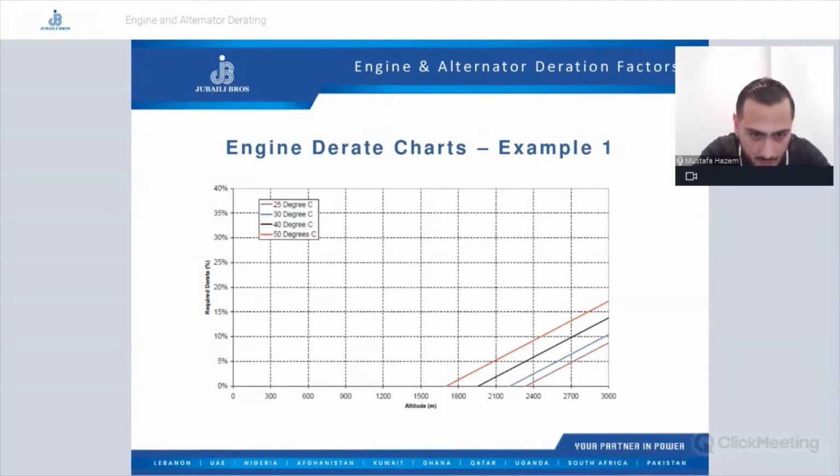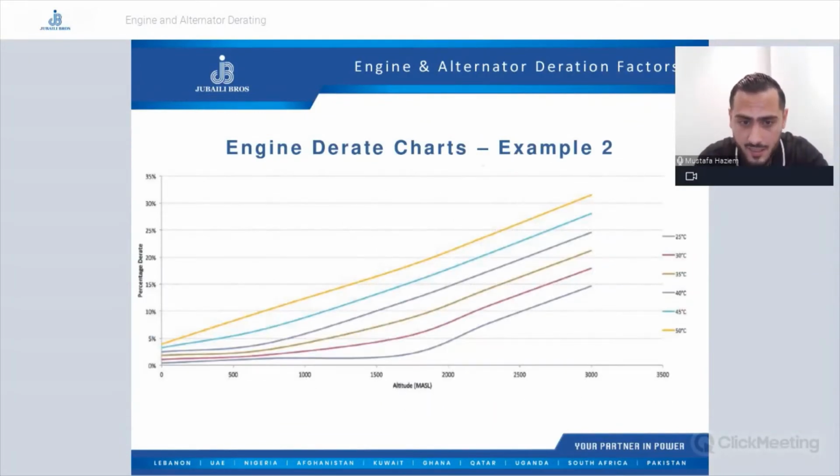at zero altitude, at sea level, which is our UAE conditions, there will be no derating. Derating will occur at 50 degrees Celsius at almost 1,700 meters. That's when you will start to have a derating. At 2,100 meters and 50 degrees Celsius, you will have only a derating of 5%, which is a really good engine if you ask me, because if we look at the next example, this is another chart taken from one of the engine derating charts. At 50 degrees Celsius and zero meter altitude, derating already occurs at 4%.